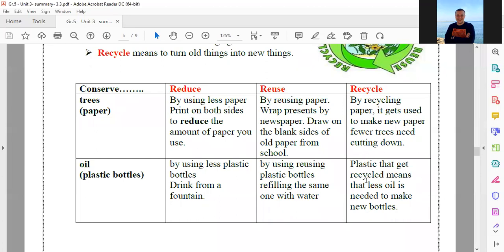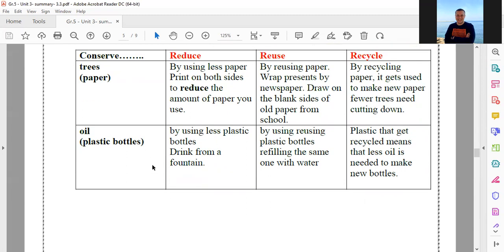What about recycling the plastic bottles? Plastic that gets recycled means that less oil is needed to make new bottles. We reduce the production of new bottles. So we are helping conserve oil as well.